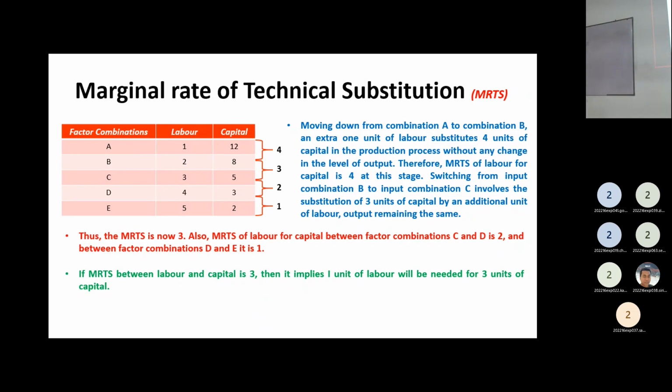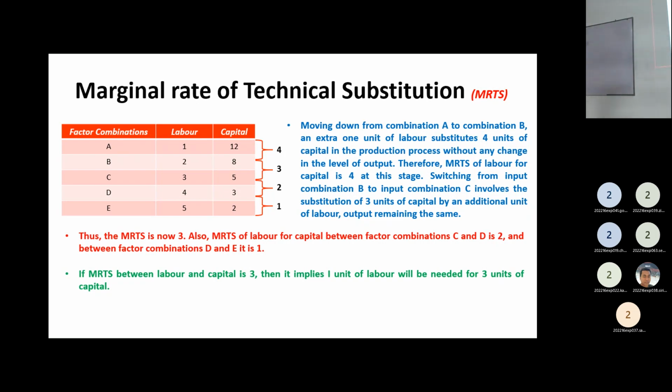Don't read these things. These are the factor combinations that we had earlier, from A to E, and these are the inputs that we use, labor and capital. For example, if the producer is producing using factor combination A, he is using 1 unit of labor together with 12 units of capital. If he wants to pick factor combination B, how many labor units? Two. He is using 2 labor units with 8 capital. So when moving from factor combination A to B, he has to sacrifice 4 units of capital.